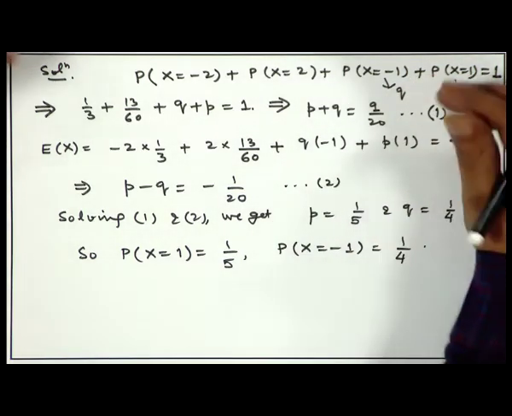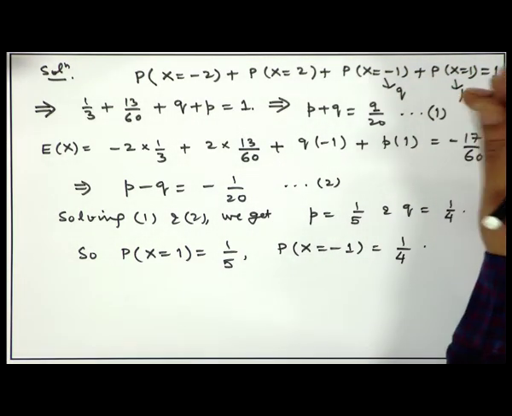So, ultimately what we are checking in all these problems is that it should be a proper probability distribution. That means the probabilities lie between 0 and 1 and the sum of the probabilities is equal to 1, and in case we are required to calculate expectation or the variance, then we apply the relevant formula for that. A similar problem is the next problem.